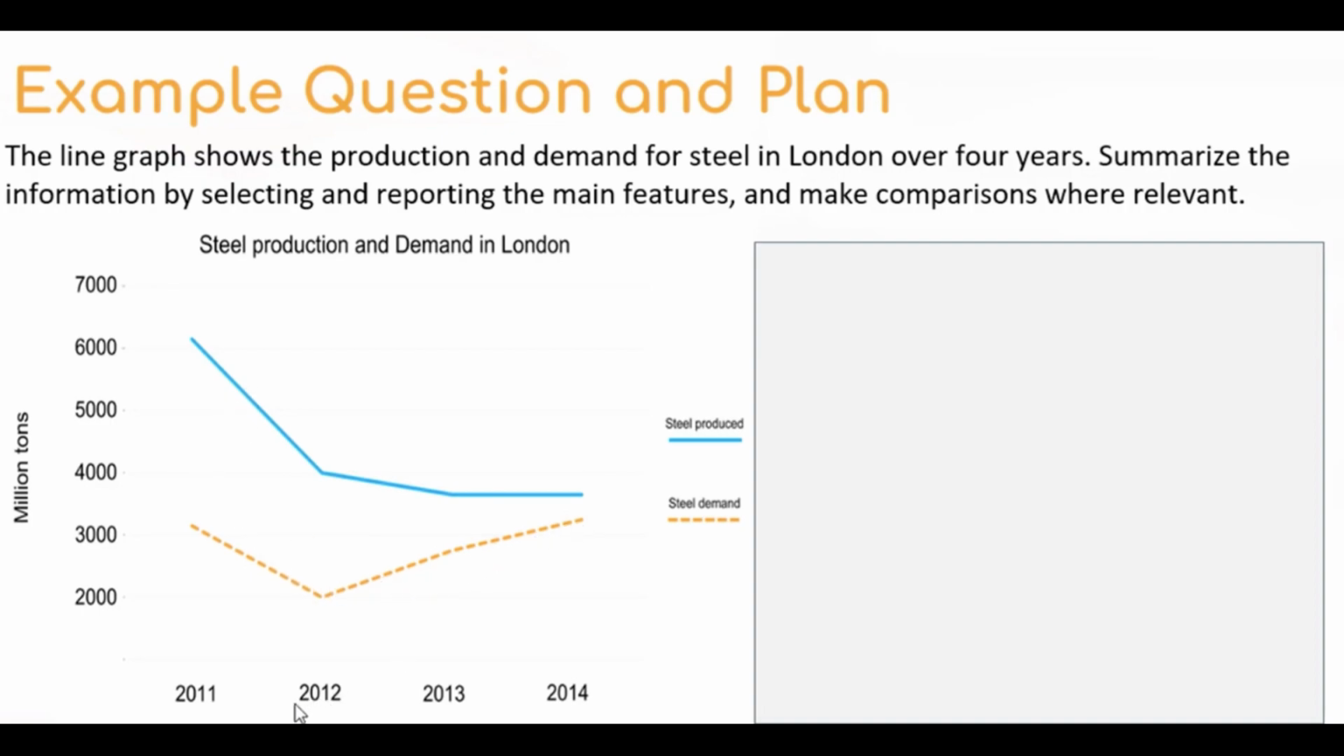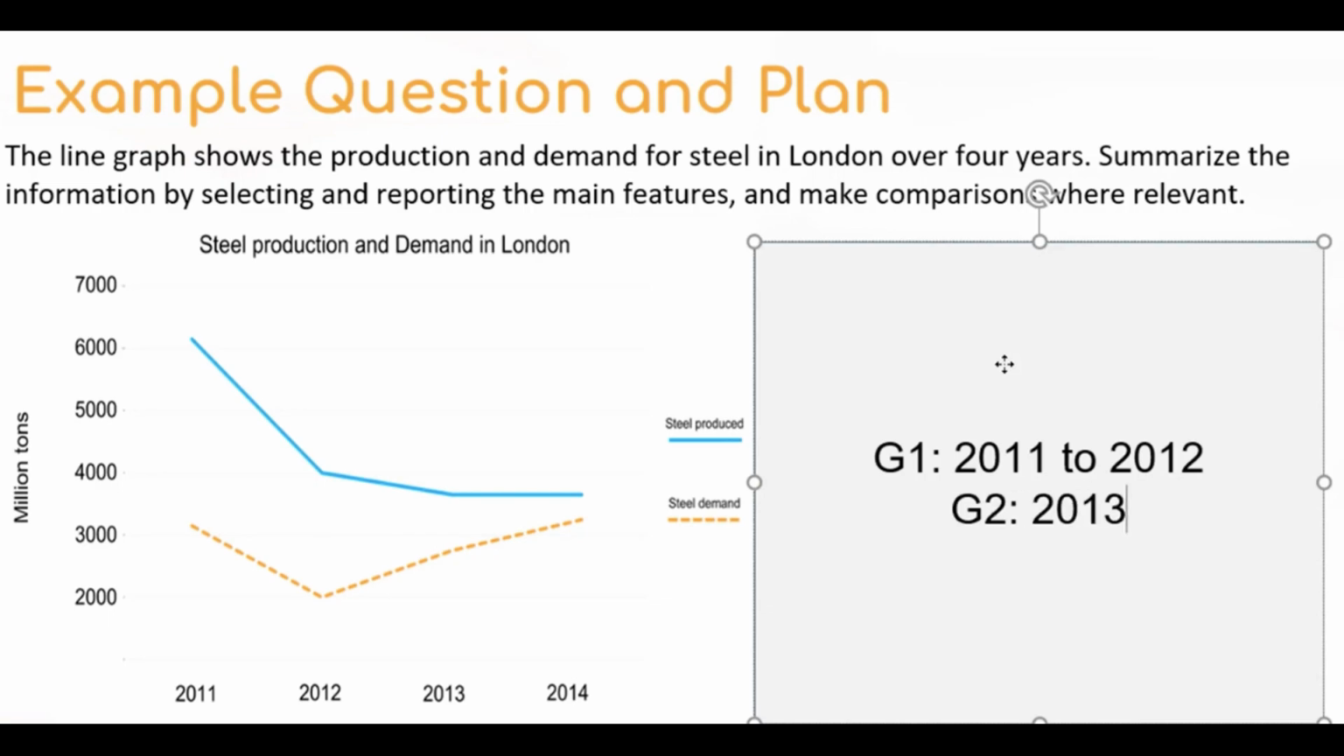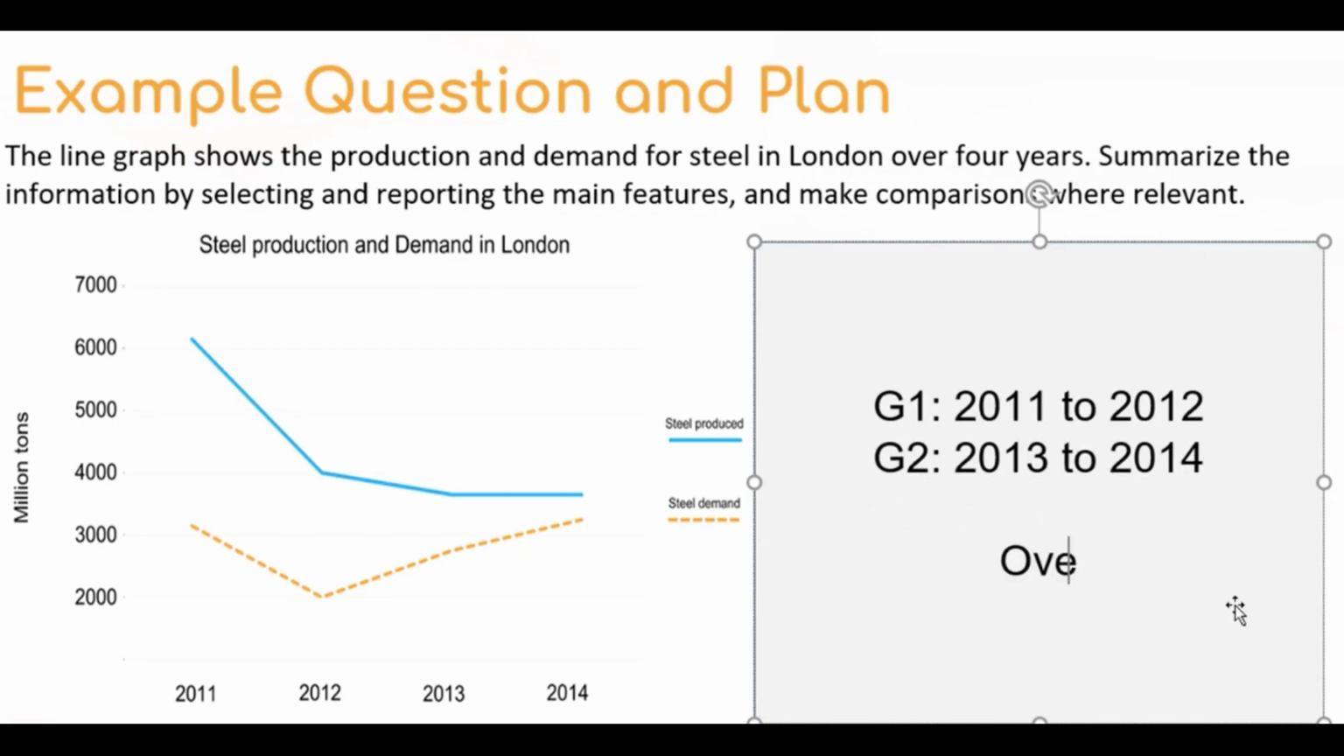So I think the best thing for us to do is to split the groups by year. So in group 1, I can have, quite simply, 2011 to 2012. And in group 2, which will be my 4th paragraph of reported information, we will have 2013 to 2014. Now for the overview section of my plan.